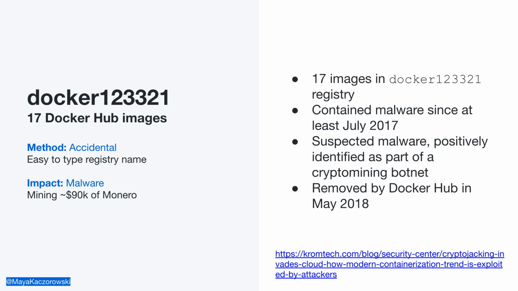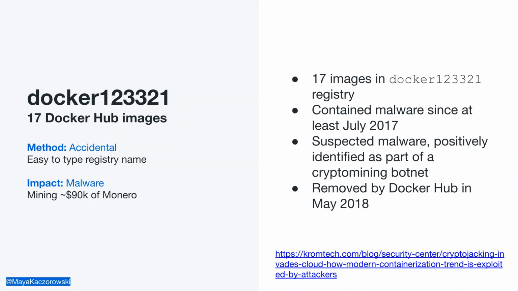Okay, another example for containers this time. In May of 2018, several malicious images were discovered on Docker Hub. Chromtag found 17 images with plain names as part of the registry Docker 123321, which contained malware. The Docker 123321 registry was created in May 2017, and malware was added in the summer of 2017. The community was actually pretty good at discovering these images and made complaints to Docker Hub in the fall of 2017. However, nothing actually happened, and the images stayed up, publishing newer and newer versions every couple months.